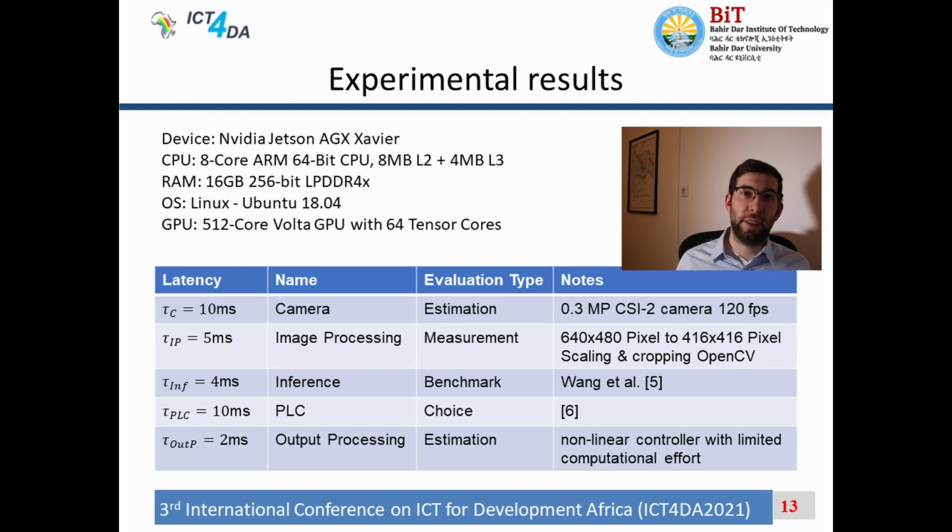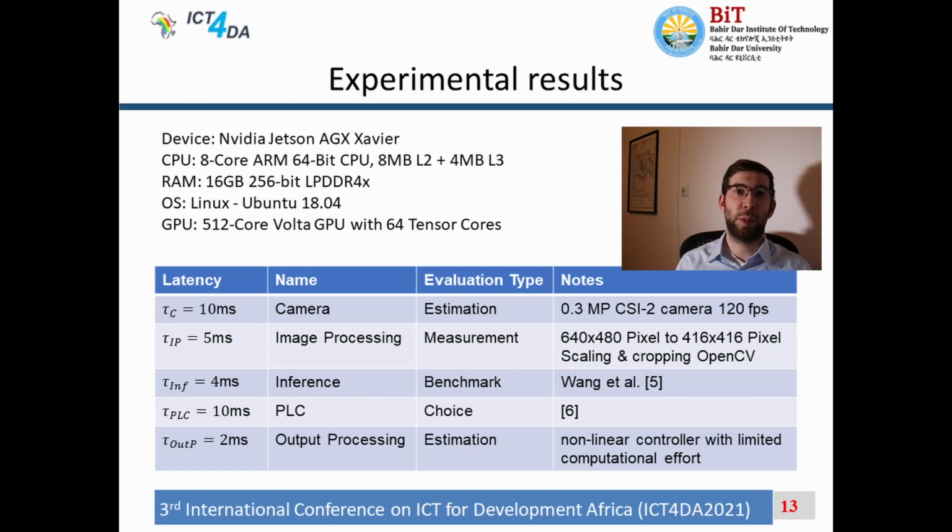To evaluate the latencies of all the components, we use different types of evaluations. Let's start with the camera. We want to use a 100 frames per second camera, which has a CSI-2 input to our microcontroller. We estimated by searching the literature that the latency, including some buffer time, will be around 10 milliseconds.